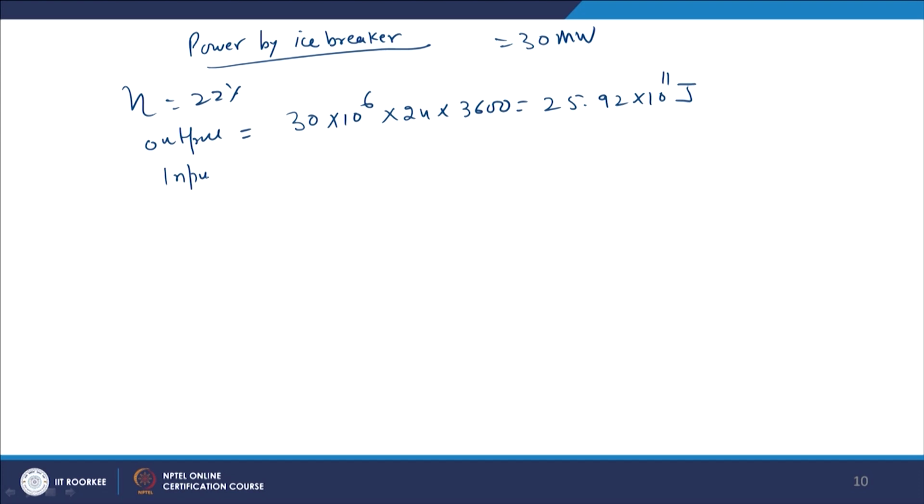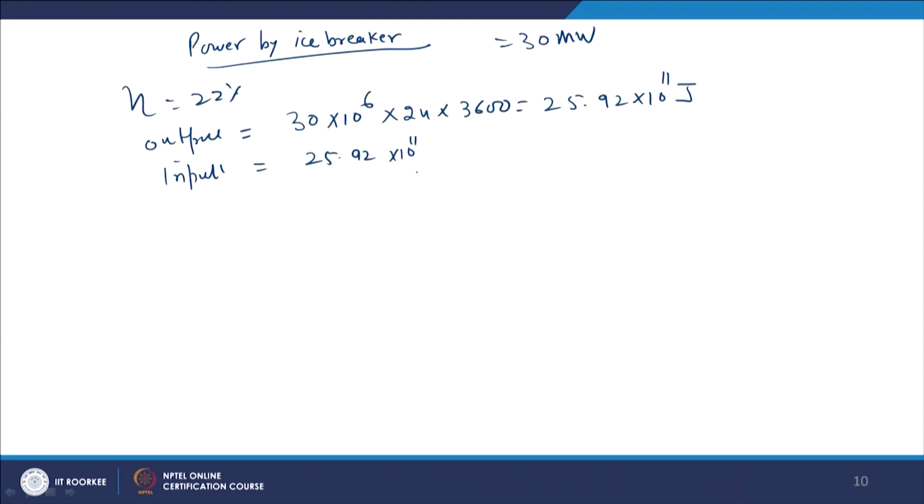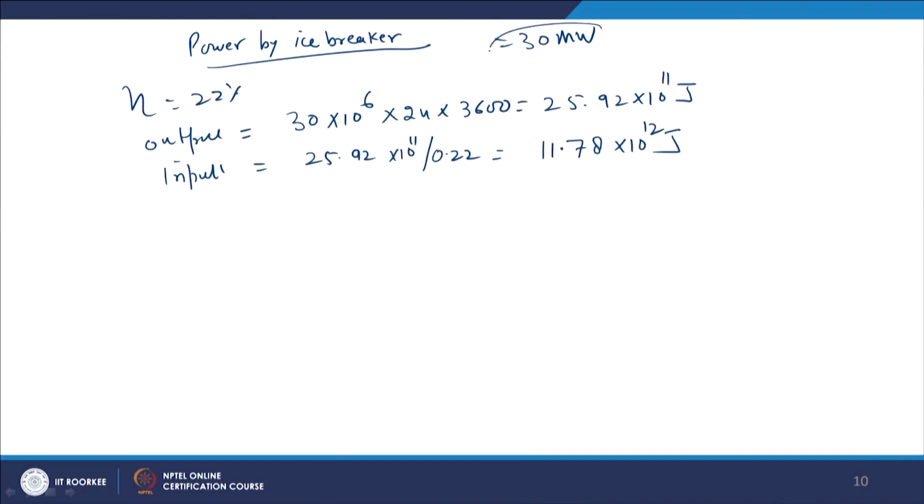Now, input is going to be 25.92 into 10 to power 11 divided by the efficiency of the plant. The efficiency of the plant is 22%, right. So, it is going to be 0.22 and that is going to be equal to 11.78 into 10 to power 12 joules. This much of energy has to be generated in nuclear plant and that will be sufficient to meet the output of 30 megawatt. Right. Now, let us talk about how much fuel is required.